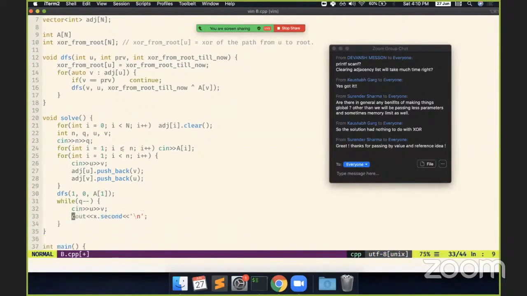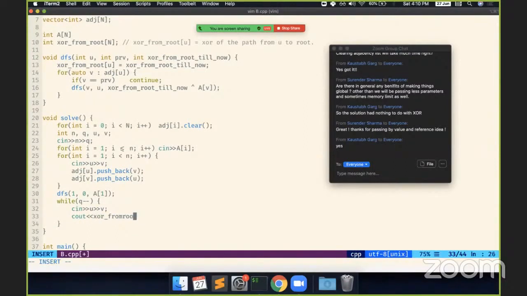Now the answer is pretty simple. The answer is almost this, but not exactly this. Okay, and notice what this answer variable will look like. XOR has this property that X XOR X is zero for all X in integers. So when you have, let's say, a path from U to V, it can be broken as the path from U to root and root to V.